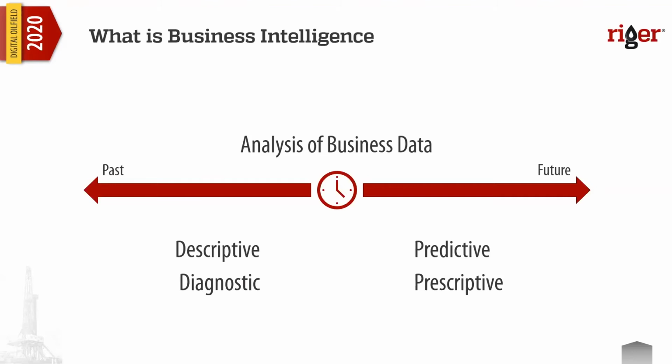Descriptive analysis describes what happened in the historical data. Diagnostic describes why certain things happened in the past. Predictive analysis, based on past events, predicts what will happen in the future. And prescriptive analysis gives recommendations of what to do in case certain events happen. Today we will be talking about descriptive and diagnostic analysis using RigER and Power BI integration. However, it is also possible to run predictive and prescriptive analysis using such BI visualization tools as Power BI.